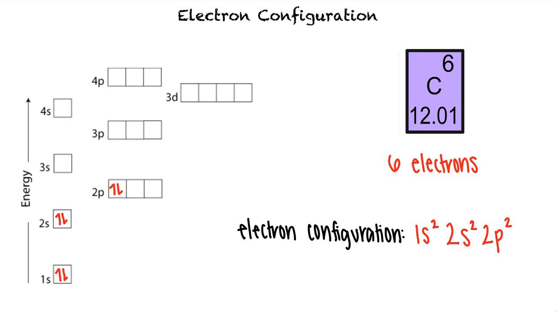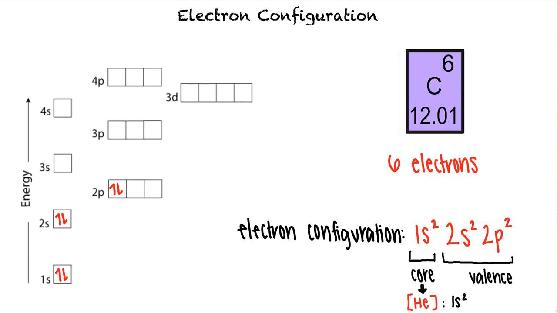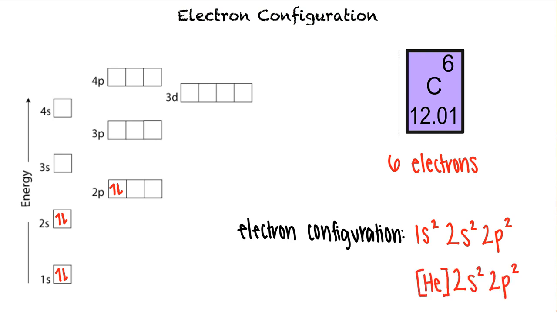In this example, carbon has 4 valence electrons and 2 core electrons. The core electrons can be represented by the chemical symbol for helium because helium's electron configuration is 1s2. So instead of writing 1s2, 2s2, 2p2, we can write in brackets He, 2s2, 2p2. Okay, so in this case, two notations are approximately the same length. What if we look at an atom that has more electrons?